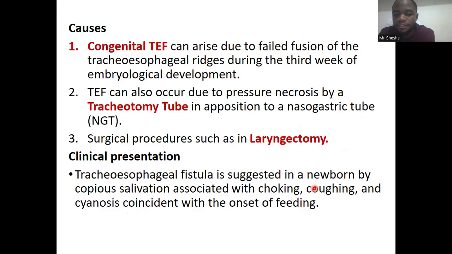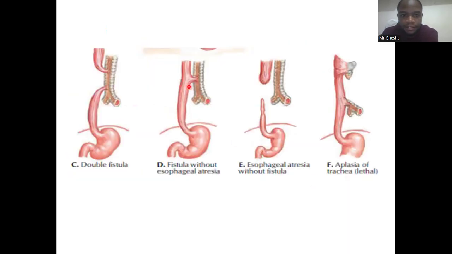Usually they are diagnosed in childhood, because when a human being is born, usually we expect them to feed, and you see that in this instance, food may go into the respiratory tract and accompanied by choking, vomiting, and so on. Or they will be coughing as some of the food content pass into the respiratory tract.